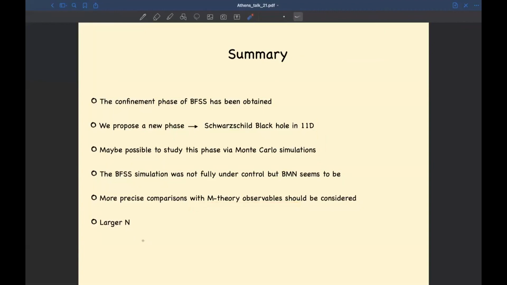Of course, one simple example would be to just push to larger N and verify these results more rigorously. With this, I would like to thank you very much for your attention, and I'm open to any questions that you might have.